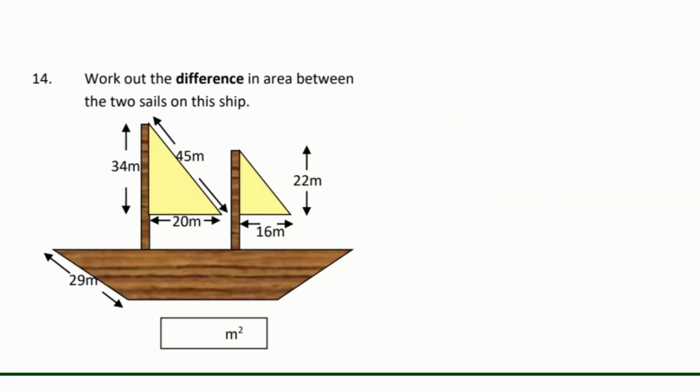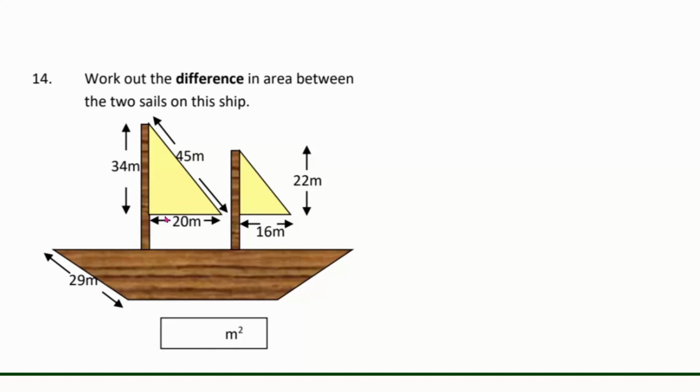The third question that we're going to look at today, it's question number 14. It says work out the difference in area between the two sails on this ship. Now looking at these two sails, you can see that they are the shape of a triangle. You already know the formula for working out the area of a triangle. It's half the base times the vertical height. So you will be able to work out the area for both of these triangles, the sails.